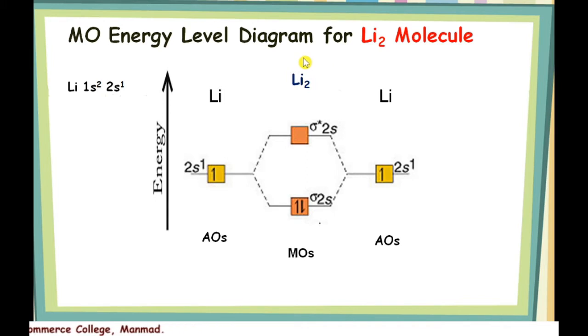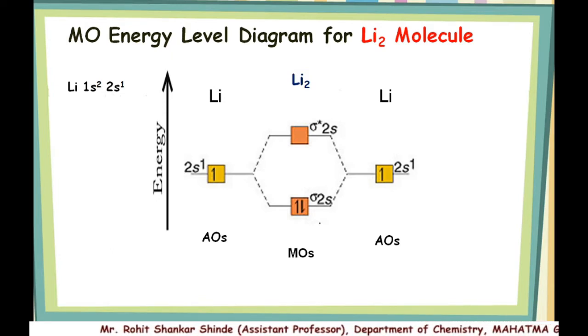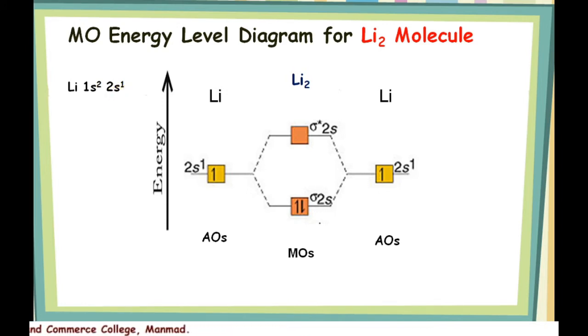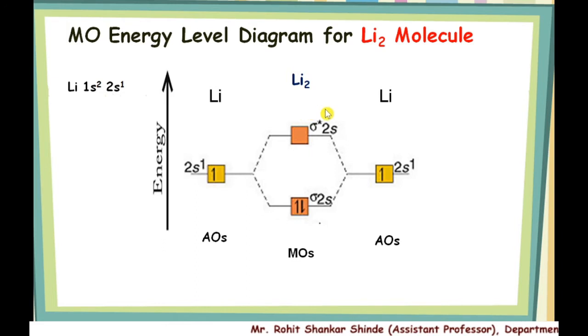Lithium molecule is formed by the combination of two lithium atoms. Each lithium atom has electronic configuration 1s2, 2s1. The 1s orbital is lower in energy, so it does not take part in bonding. Only the valence orbital, that is the 2s orbital with its one electron, takes part in bonding. Since there are two atomic orbitals of two lithium atoms, they will form two molecular orbitals, that is sigma 2s bonding and sigma star 2s antibonding molecular orbitals.